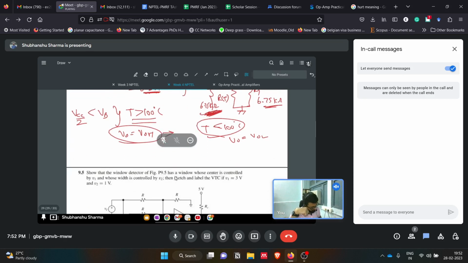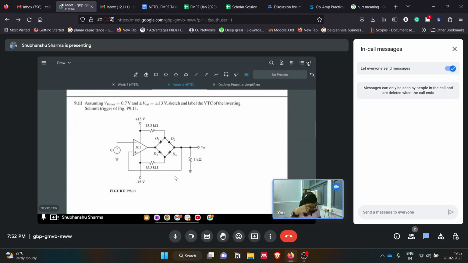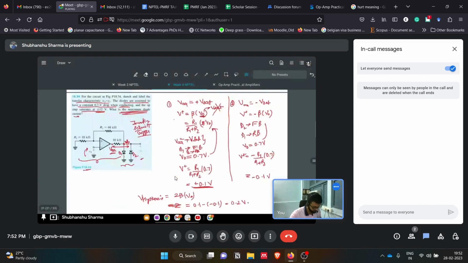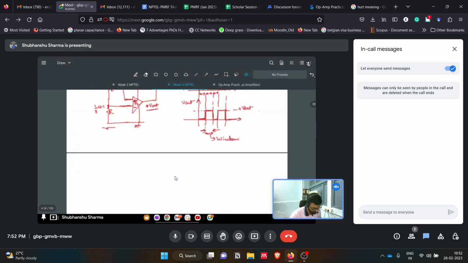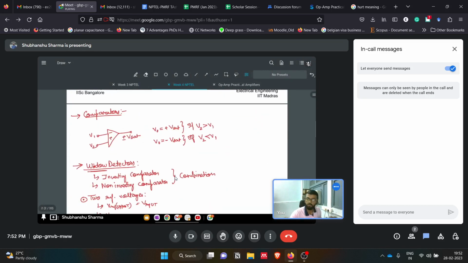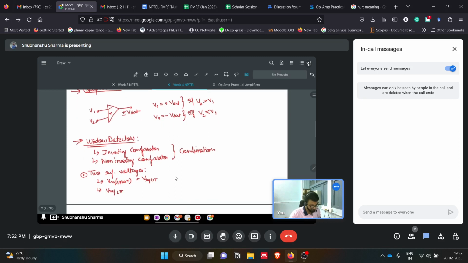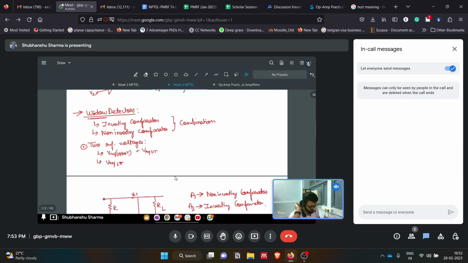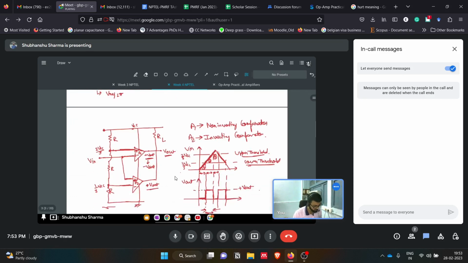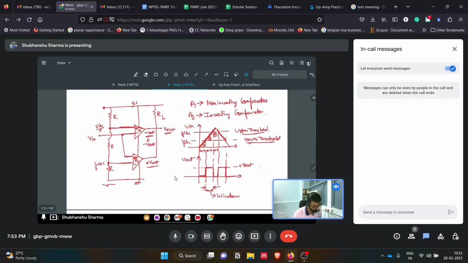I think we don't have time to see the remaining questions; there were two more. So let's go through again what we did today. We talked about whatever we did in week 3. Then we came to week 4 topics. We talked about comparators and how they operate. Then we talked about the applications of comparators, that is window detectors, in which inverting and non-inverting comparators are there. The window detector is basically a combination of inverting and non-inverting comparators. It uses two reference voltages. This is how the circuit looks, and the waveforms.